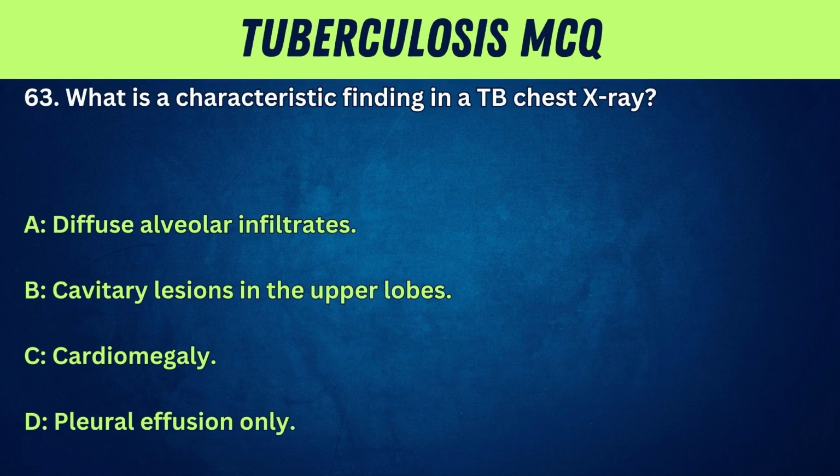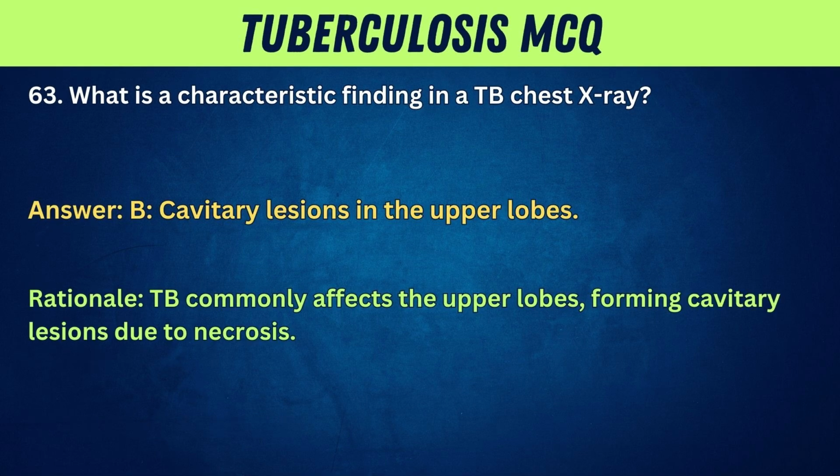63. What is a characteristic finding in a TB chest X-ray? A. Diffuse alveolar infiltrates. B. Cavitary lesions in the upper lobes. C. Cardiomegaly. D. Pleural effusion only. Answer: B. Cavitary lesions in the upper lobes. Rationale: TB commonly affects the upper lobes, forming cavitary lesions due to necrosis.